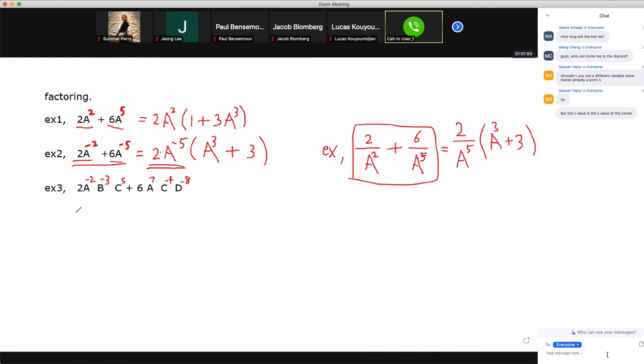Now let's look at example 3. Once again, we have one term here, and then another term right here. Now here, things are getting a little bit tricky, as you'll see why. We have 2 terms here, so what do we factor? Let's look at the numbers, 2 and 6. So the numerical common factor is 2. Okay, good, done. Now let's look at the a's. A to the negative 2 and a to the 7. So what should we factor? A to the what power?